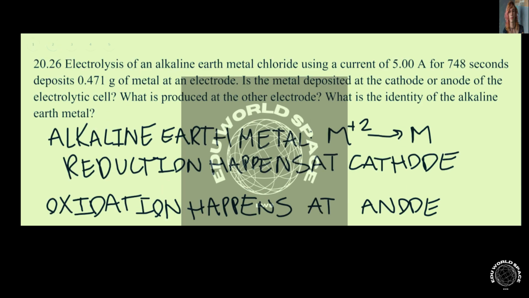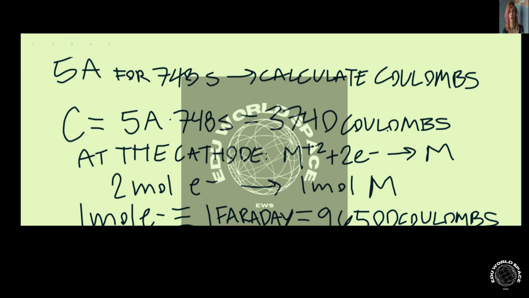The other question we're asked is, what is the identity of the alkaline earth metal? So in order to determine that, we're going to have to solve this electrolysis problem. So we're told that we apply 5 amperes for 748 seconds. So we can take the amperes and multiply them by the number of seconds, and that will give us the number of coulombs of electricity that we have. So the number of coulombs is 5 times 748. That gives us 3,740 coulombs.